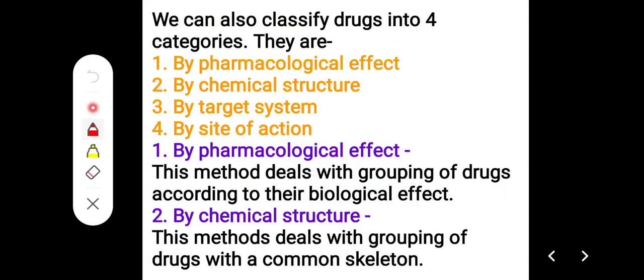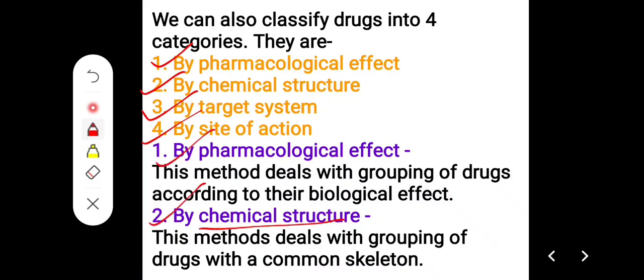Now, we can also classify drugs into four categories. First one, by pharmacological effect, by chemical structure, by target system, and by site of action. First one, by pharmacological effect. This method deals with grouping of drugs according to their biological effect. Because from one drug to another drug, the biological effects vary. So that's why on the basis of this we can classify drugs.